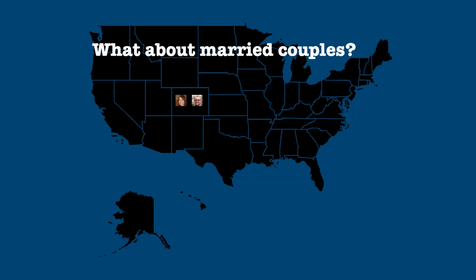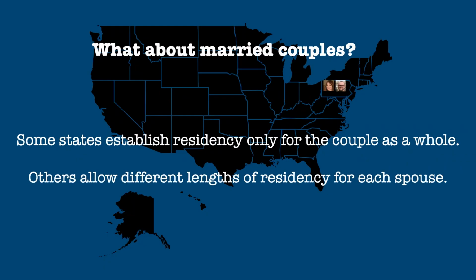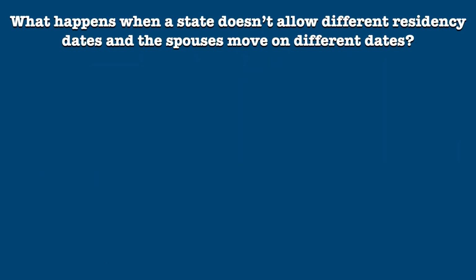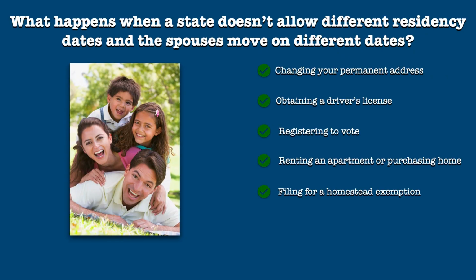What about married couples? Sometimes one spouse will move and for one reason or another, the other will stay behind and move at a later date. What happens varies by state. Some states establish residency for the couple as a whole, and others allow different lengths of residency for each spouse. For states that don't allow couples to have different residency dates and the spouses move at different times, residency in the new state is usually determined by when the bulk of the family moves to the new state, or when any of the actions to establish residency I mentioned earlier occurs.